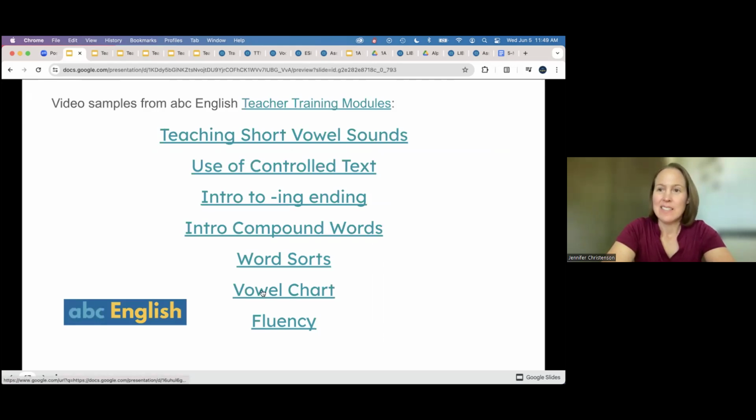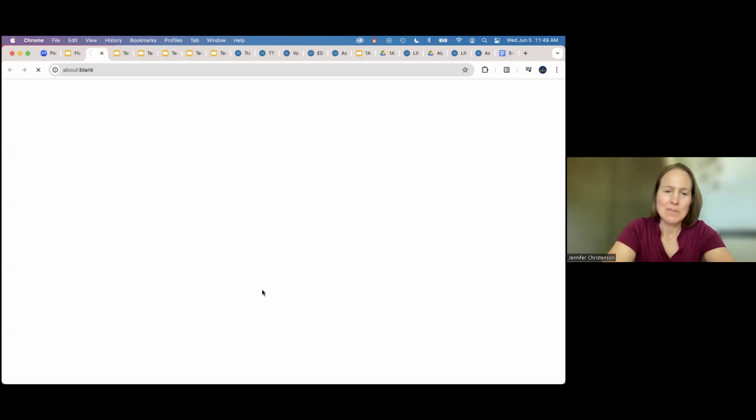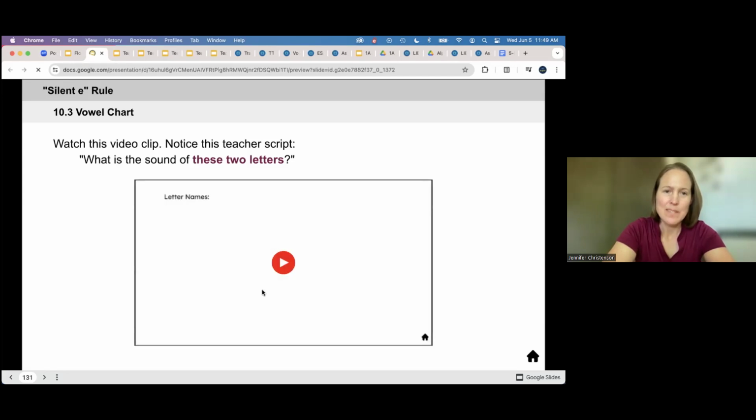All right, let's also look at this vowel chart activity. This is a cumulative review activity, a short review activity at the beginning of many of the lessons where students are simply reviewing a vowel chart of all of the sounds they've learned so far.